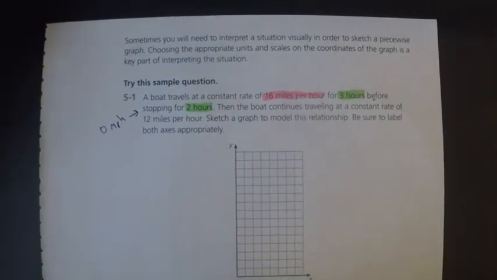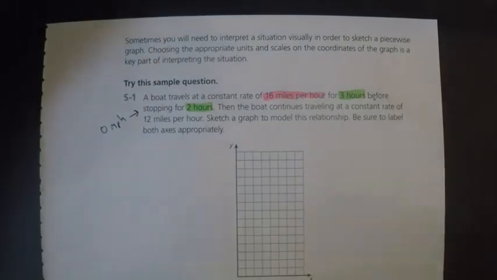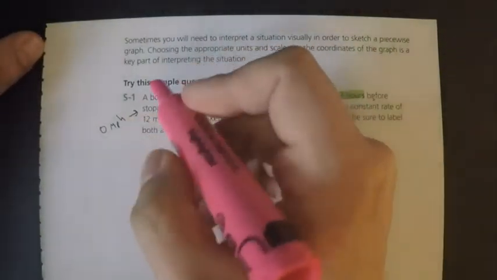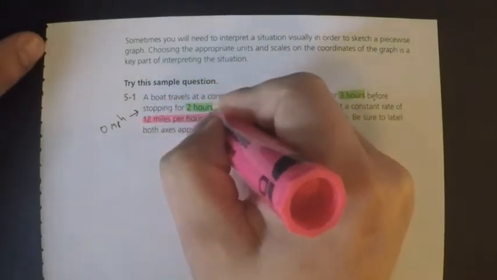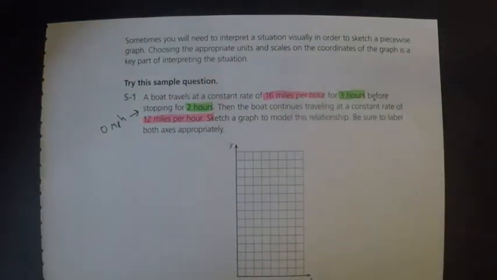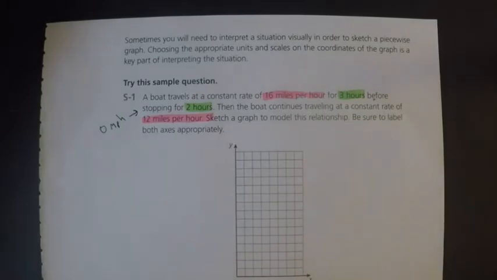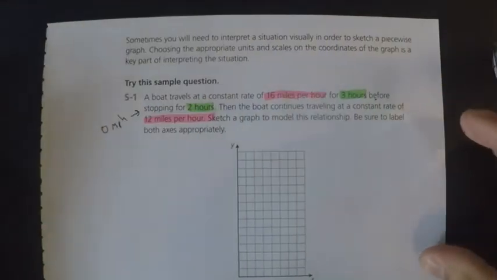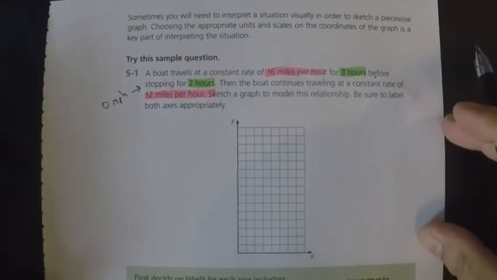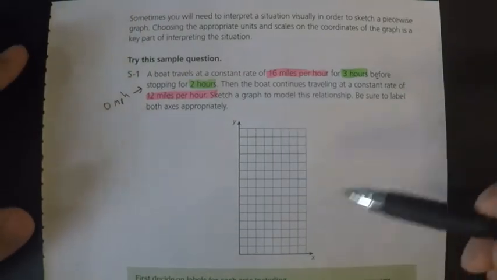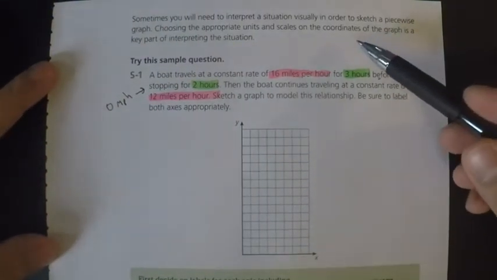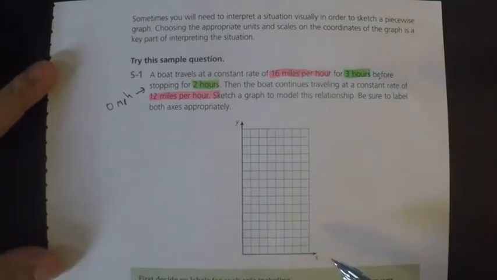Then the boat continues traveling at a constant rate of 12 miles per hour. It doesn't tell us when this boat stops, so we're going to have to say that it just keeps going to the edge of wherever our graph will be. So the first step is to take a look at our graph, sketch down our axes, and create an appropriate scale.